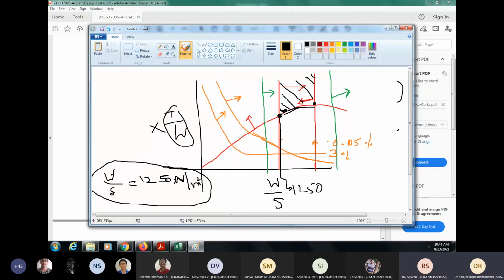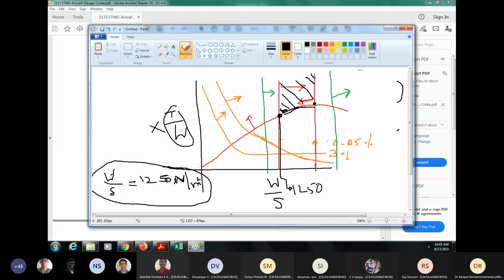You don't have to compare this with your comparison aircraft right now. Just do this. That's all. Clear? Yes, I got it, sir.